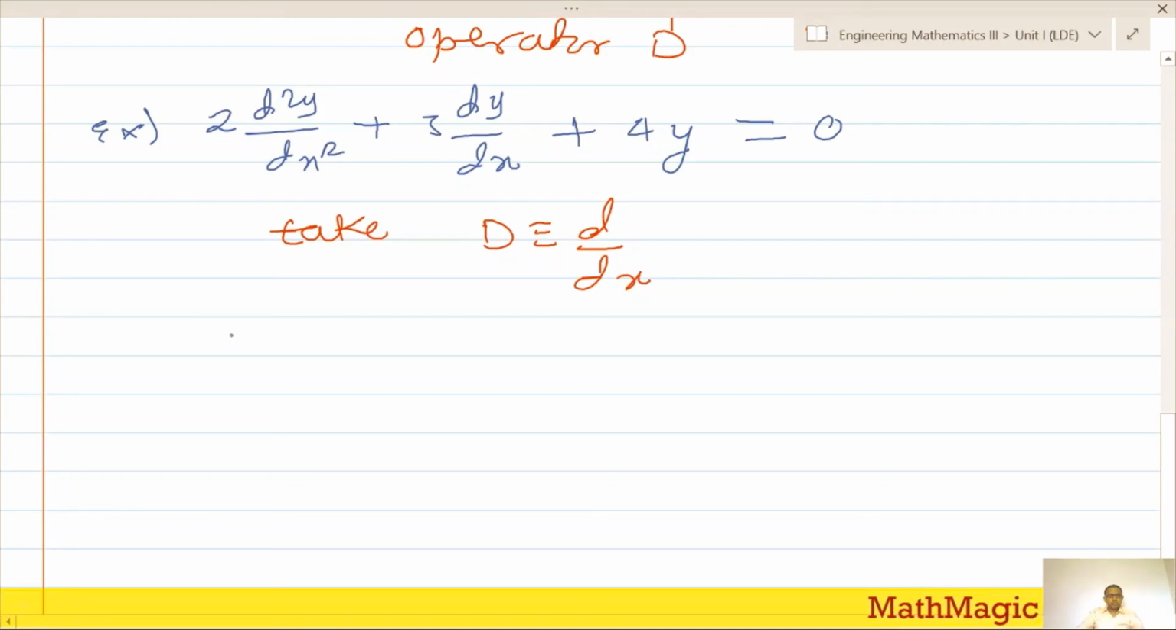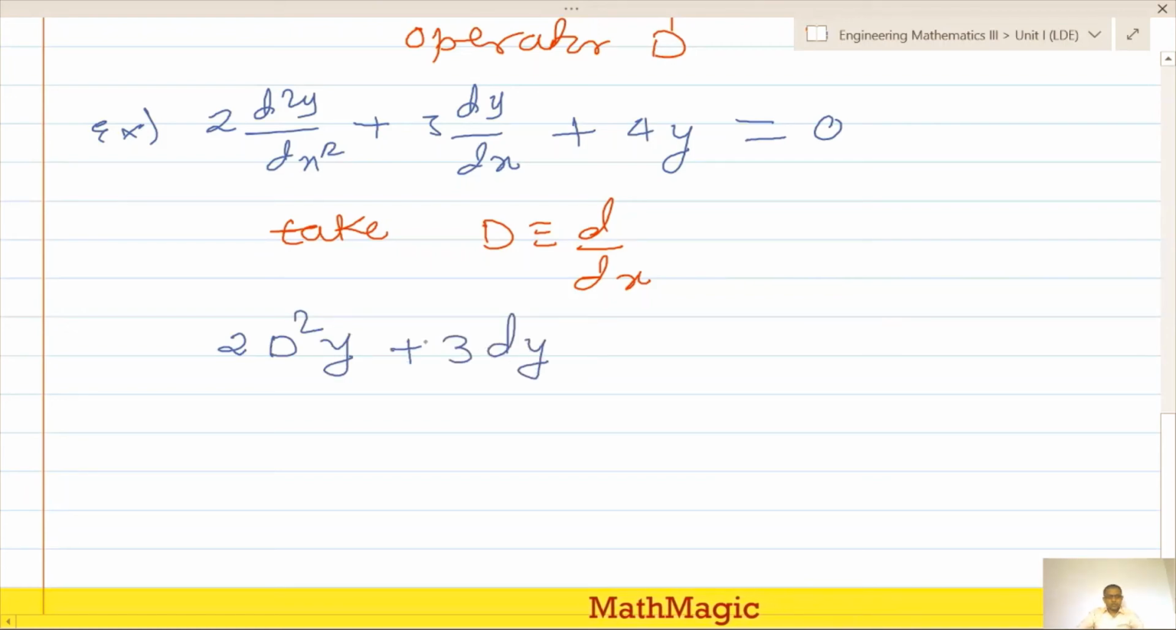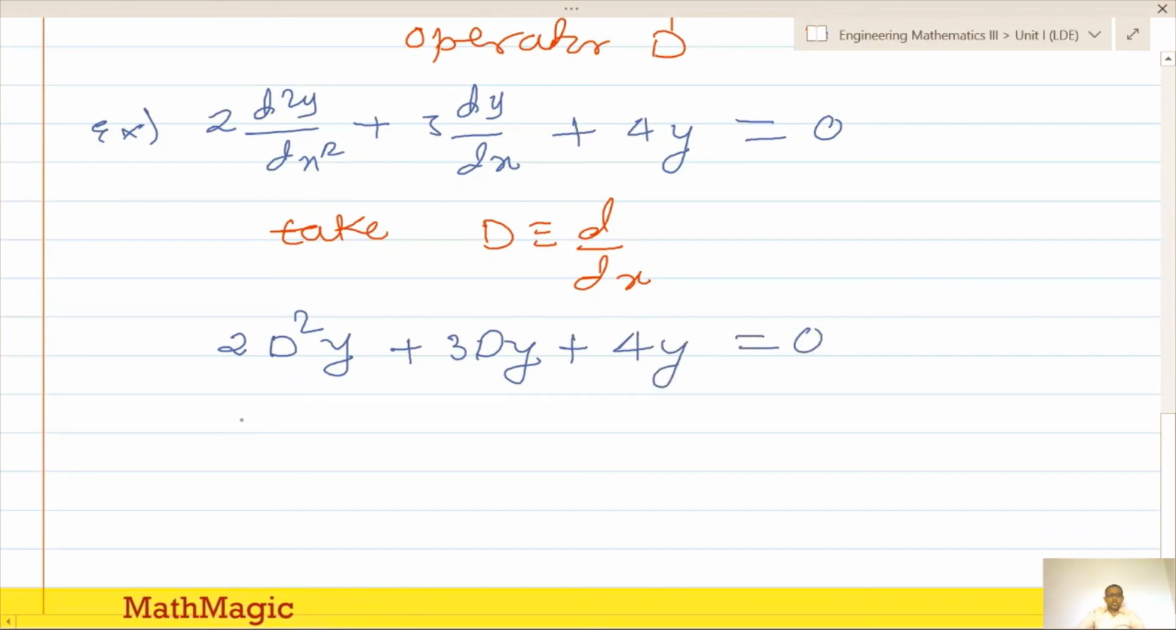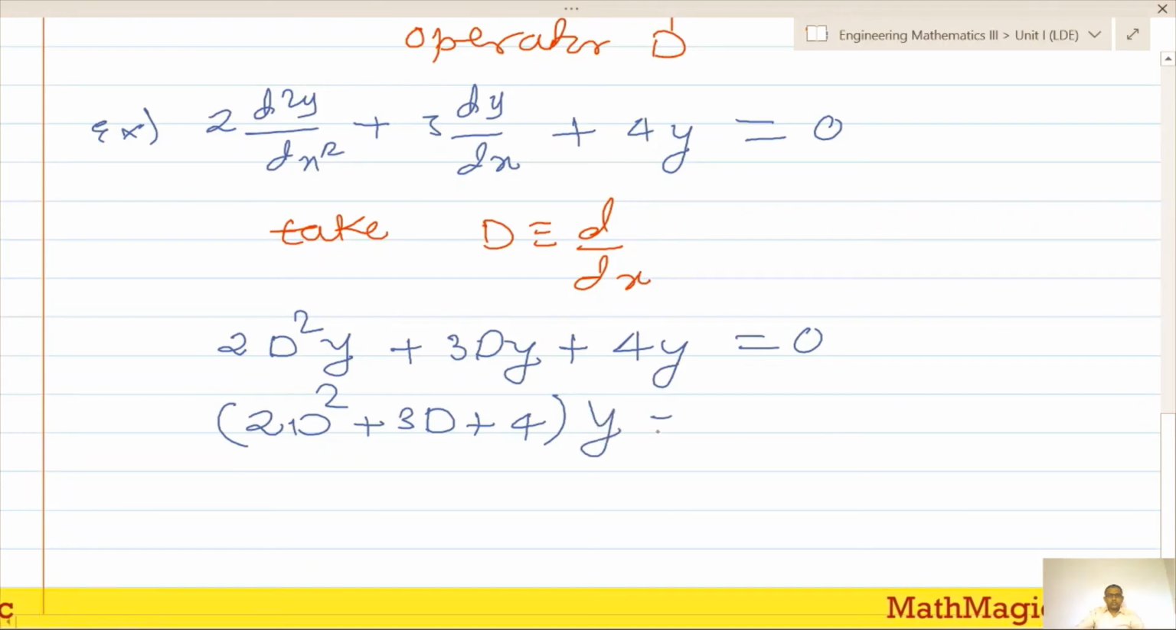Okay, now if we take capital D is equal to d by dx, then what happens? The equation becomes 2 D square y plus 3 into Dy, capital D is there, not small d, plus 4y, this is equal to 0. So we can take y common: 2D square plus 3D plus 4 bracket complete into y is equal to 0 here. Got it? So now this is phi of D into y equal to 0.